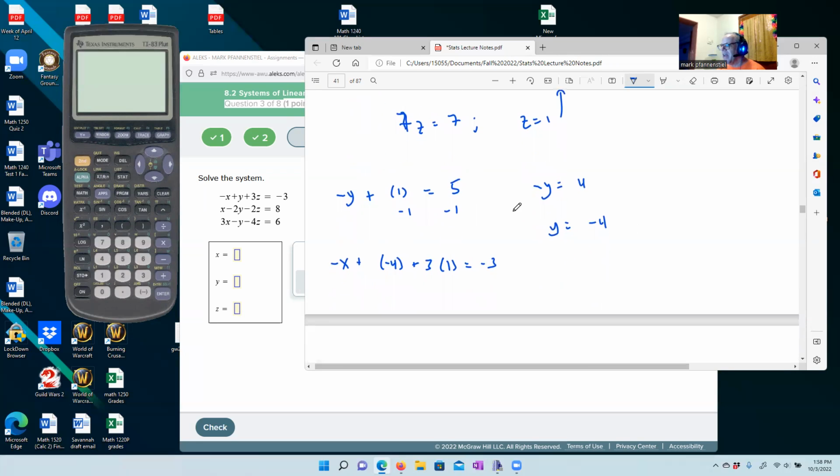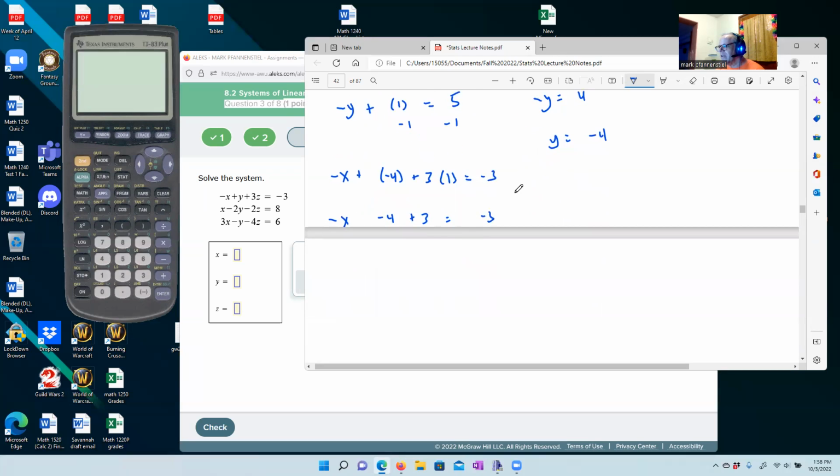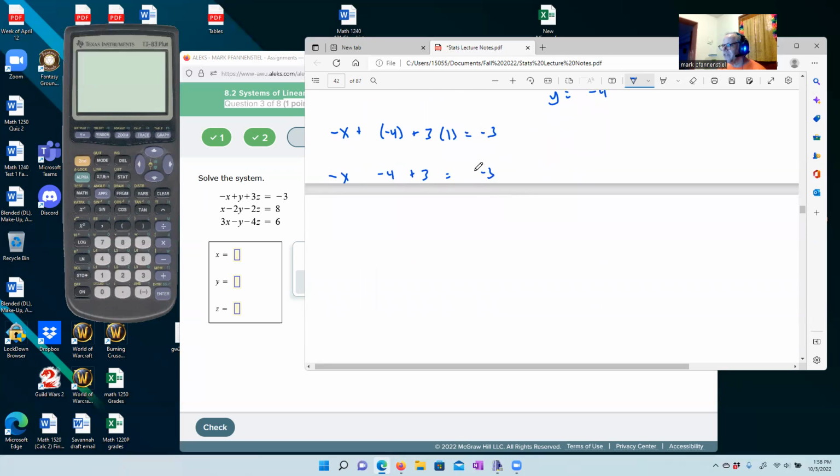Okay, and then we're just going to solve for x here. So we have -x minus 4 plus 3 equals -3. If you want to substitute this and make this a little bit easier to work with, that's fine. So it's -x minus 4 plus 3 is -1, I believe, equals -3. Add 1 to both sides. So we have -x equals -2. So x is equal to 2.